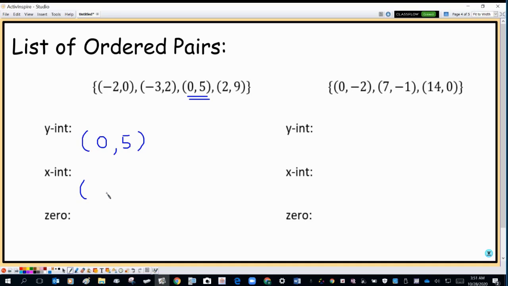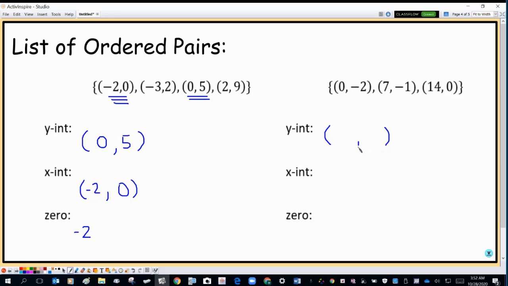And then for the x-intercept, please always remember that the y value is always 0, so then we find the ordered pair that has y equals 0, so in this case it would be -2, 0, and the 0 is always the x value there.